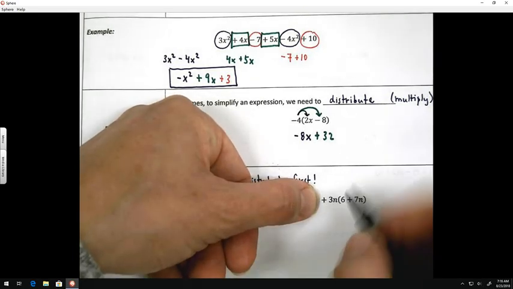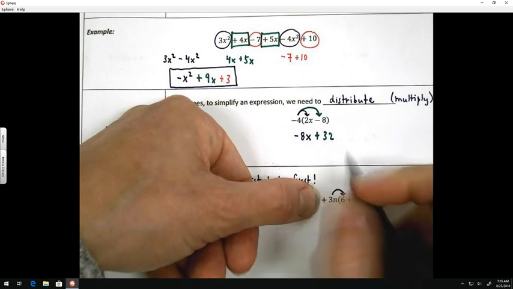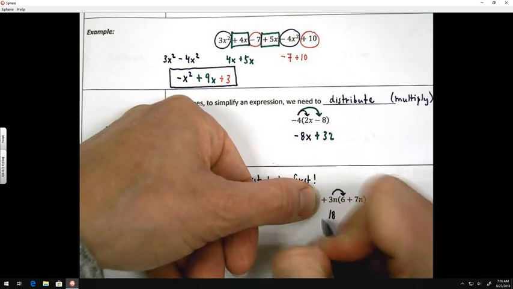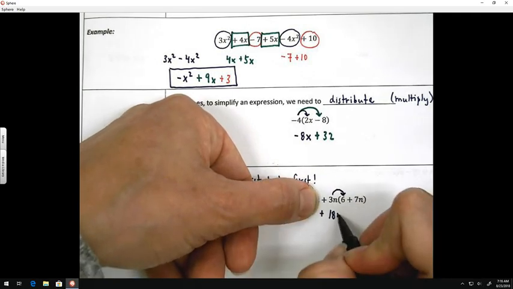3n times 6, when I distribute here, I'm multiplying the coefficients. So 3 times 6 gives me an 18. Again, that's a positive, so I'm going to put the plus. And then I bring down my n.